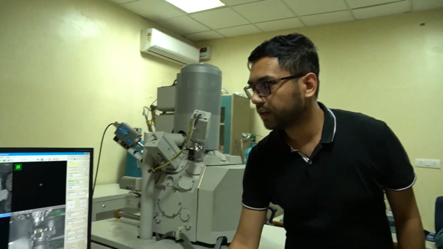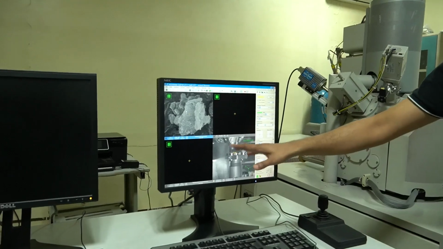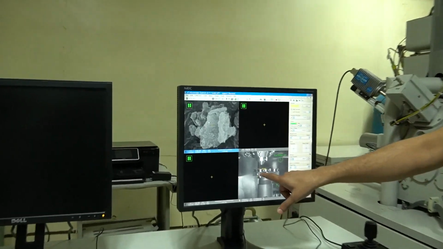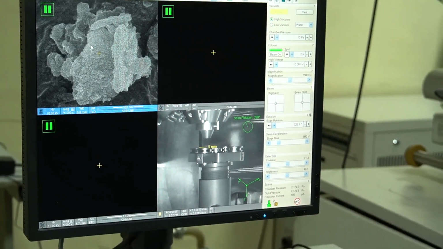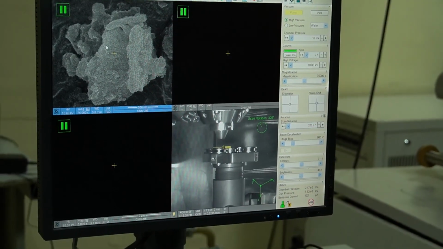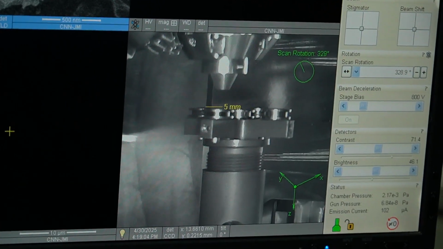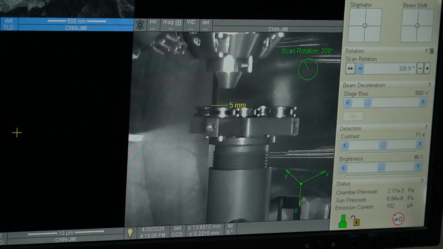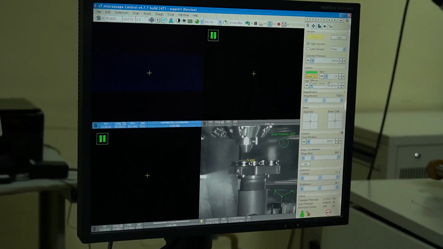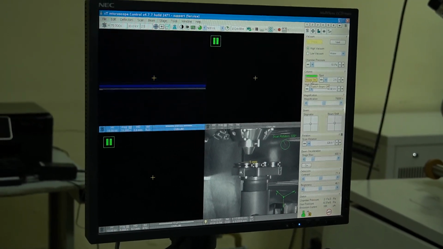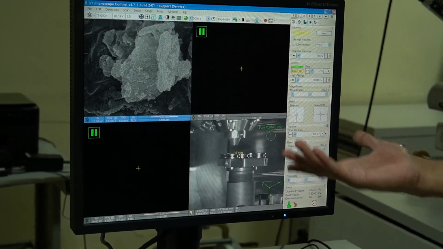One sample is already in. Initially there is only one sample, but we can put 5 stubs individually. Yes, there are 5. This is the pause button, like a phone interface. Currently the beam is off, so I have to start the beam first. Now it is a live scan of whatever is deposited over the stub.